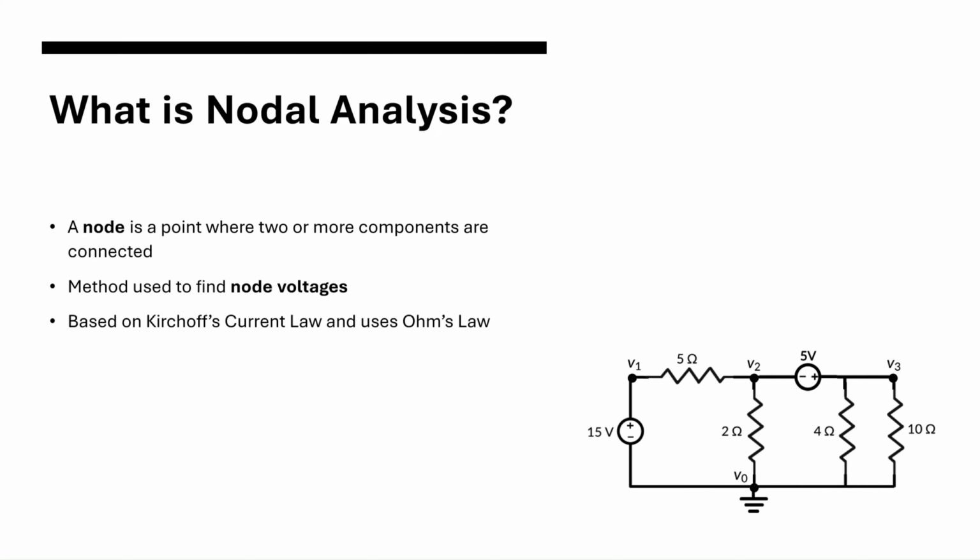A node is a point in a circuit where two or more components are connected. So for example, in this circuit, we have V2. Both resistors are connected to the same point, so this point is referred to as a node.